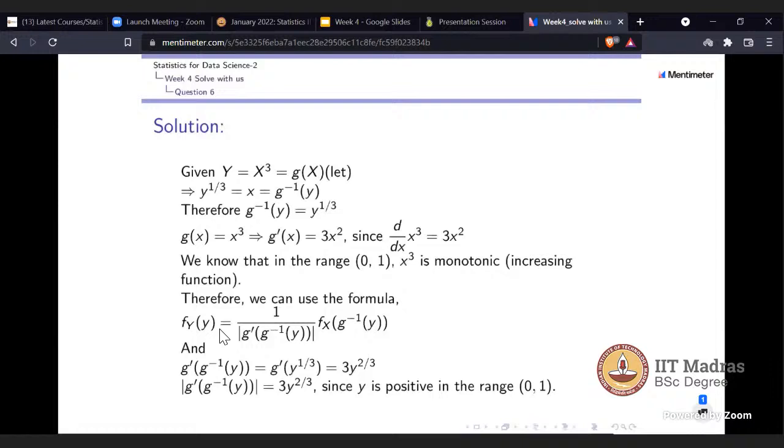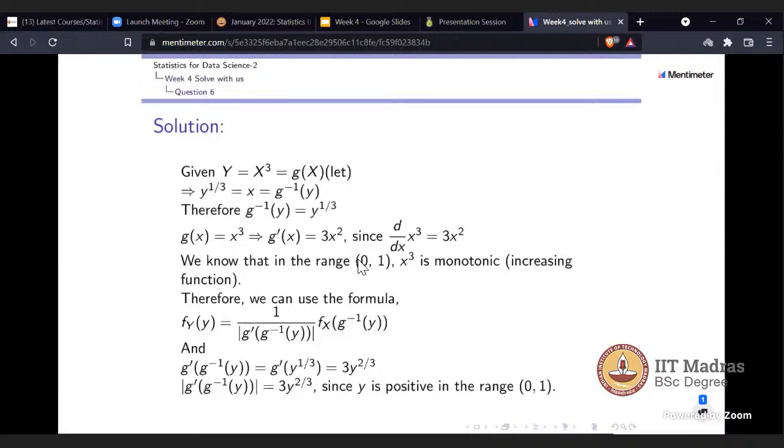G dash of cube root of y. And how is G dash of x defined? It is 3x square. So 3 into y to the power 2 by 3. Yeah, right. And fx of G inverse y is also 3x square. So fx is 3x square and G dash is also 3x square. Right. That's why it is 1. So you will get 1.